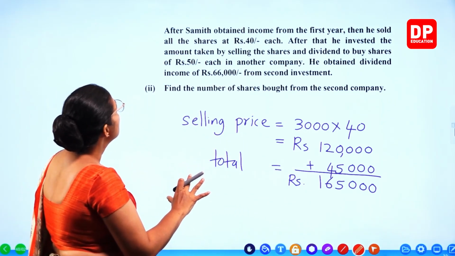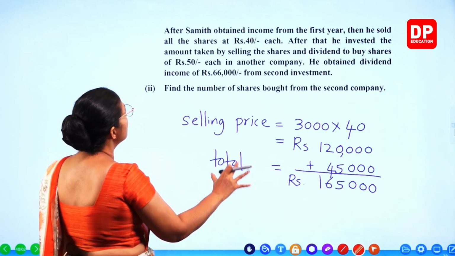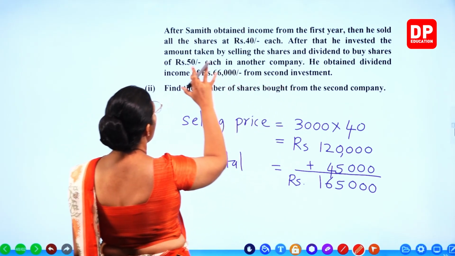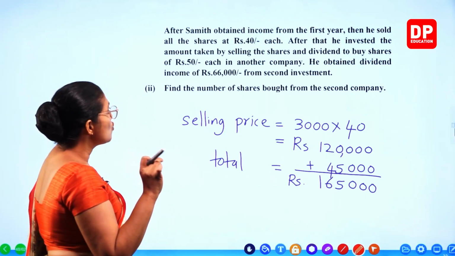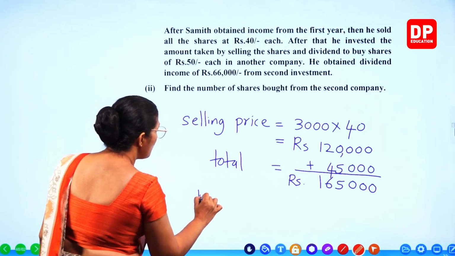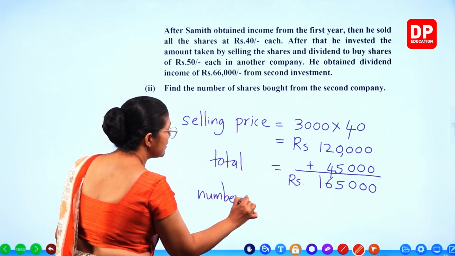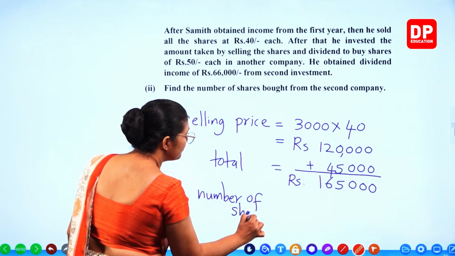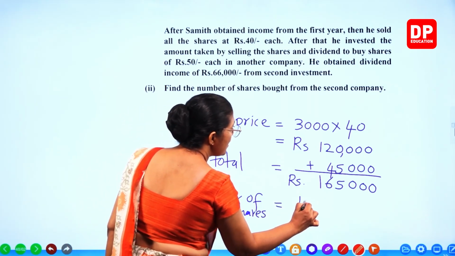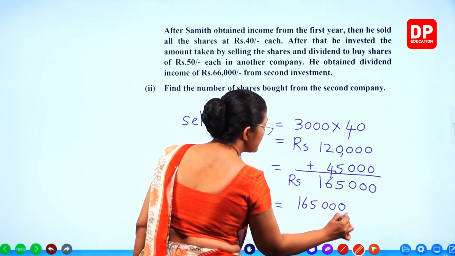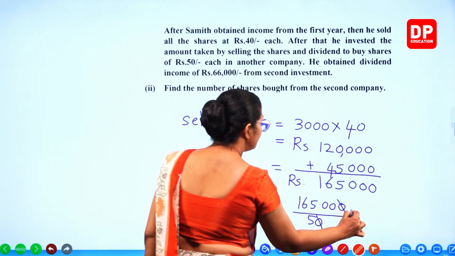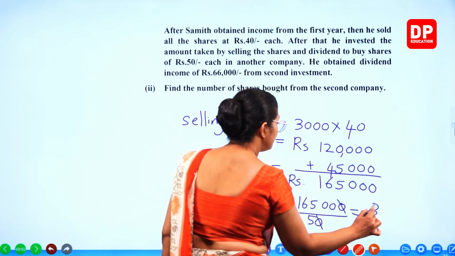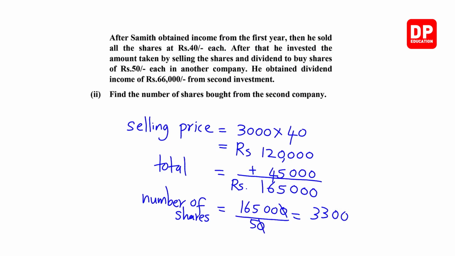Now he is buying another set of shares with 50 rupees each. So how many shares did he buy? Now you have to find out the number of shares again. 165,000 is the total invested amount. Divide by 50 rupees. 3,300 shares he bought from the second company.